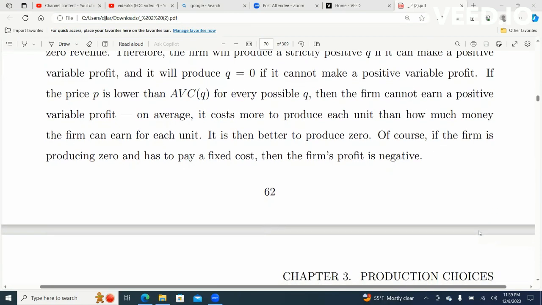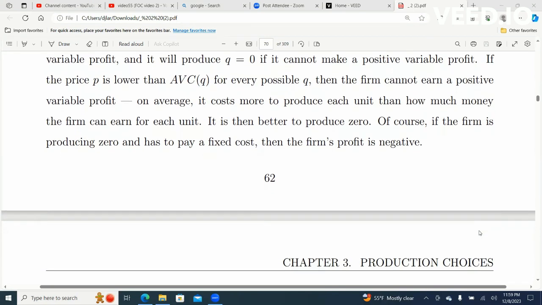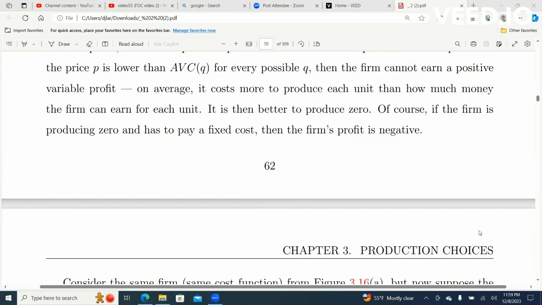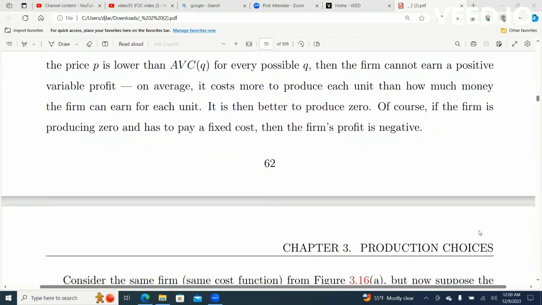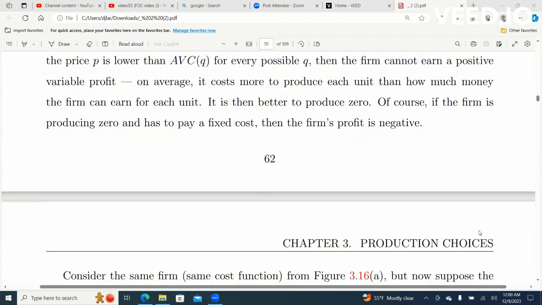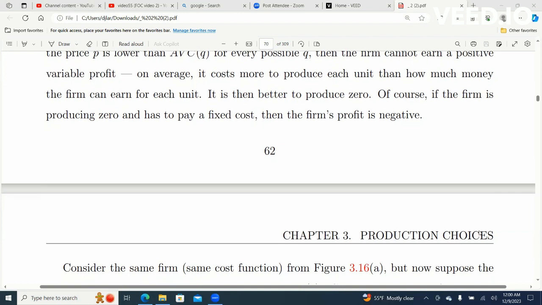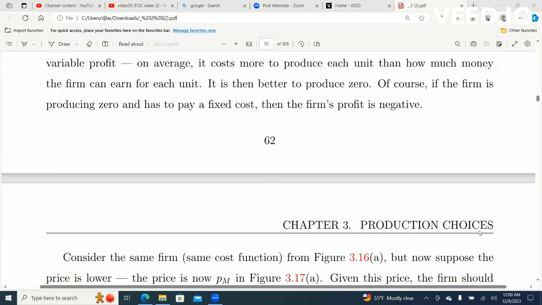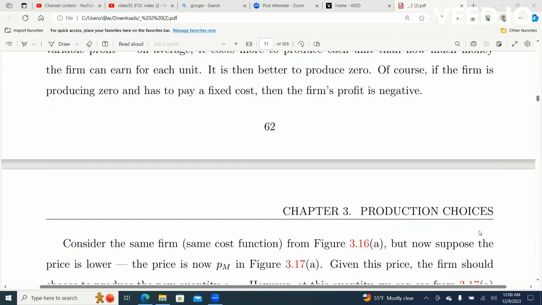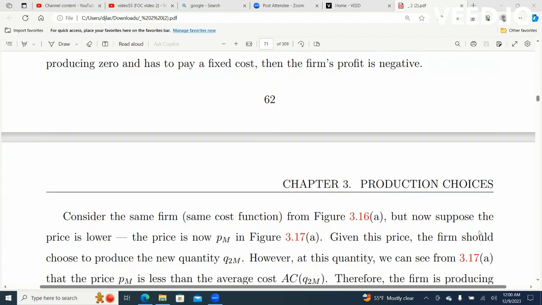If the price P is lower than AVC of Q for every possible Q, the firm cannot earn a positive variable profit. On average, it costs more to produce each unit than how much money the firm can earn for each unit. It is then better to produce 0. Of course, if the firm is producing 0 and has to pay a fixed cost, then the firm's profit is negative.